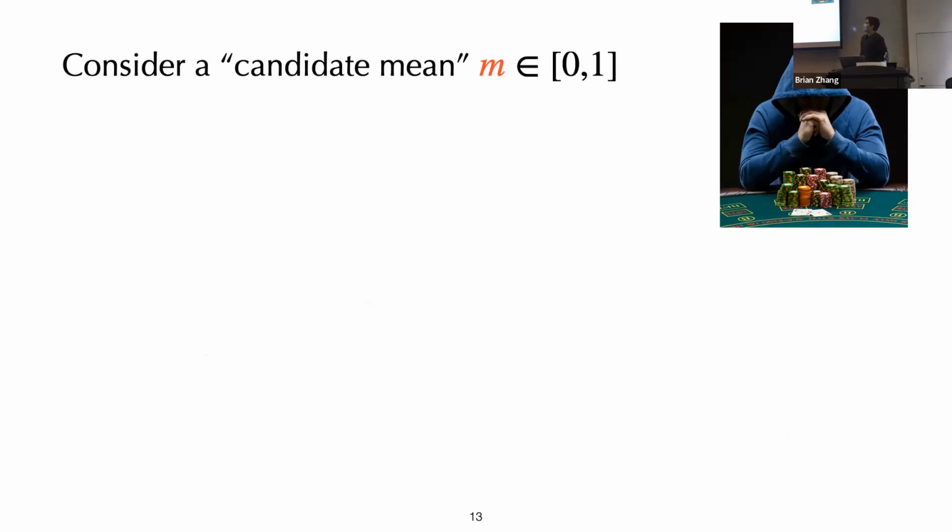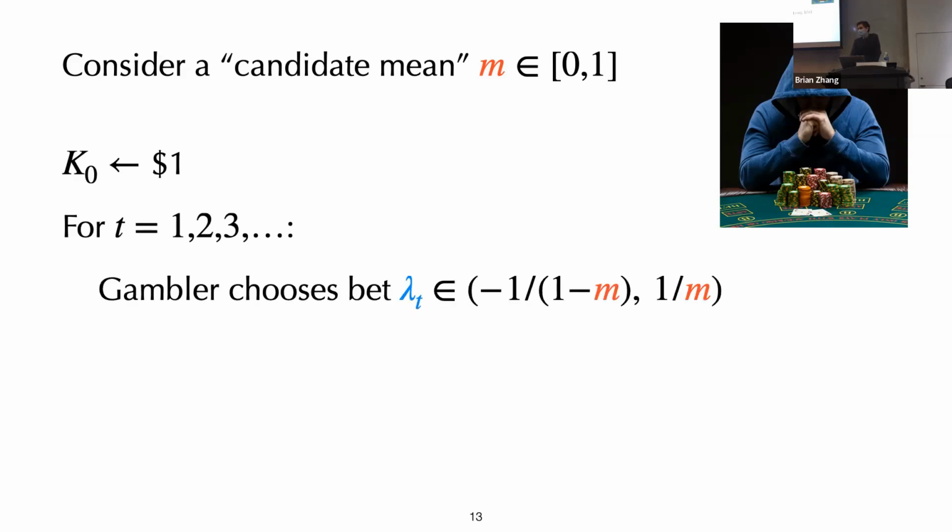So think about having a gambler, one gambler for each m in [0, 1]. Let's fix m, being some number between 0 and 1. Think about this as a candidate mean. If we think about having many potential means, you can think about this as one that we're interested in looking at for the time being. So here's basically the game. The gambler starts off with $1. For each time t from 1, 2, 3, and so on, the gambler chooses a bet. The bet takes the form of a number lambda between -1/(1-m) and 1/m. So the range in which the gambler is allowed to choose this lambda depends on the m that we're considering. And I'll talk a bit more about the bet in a bit.